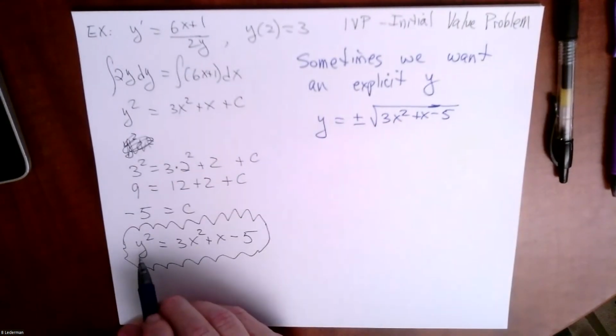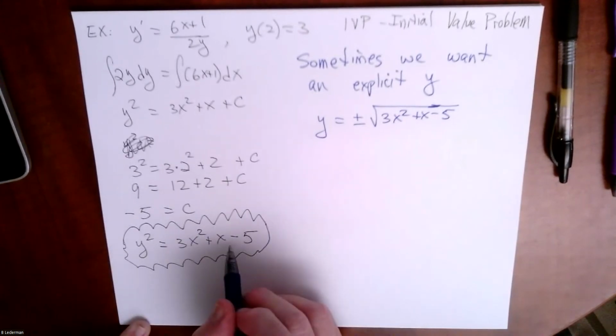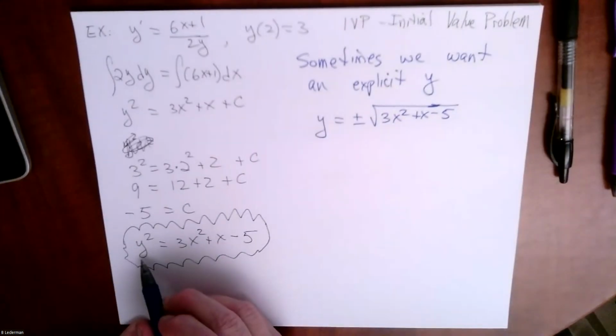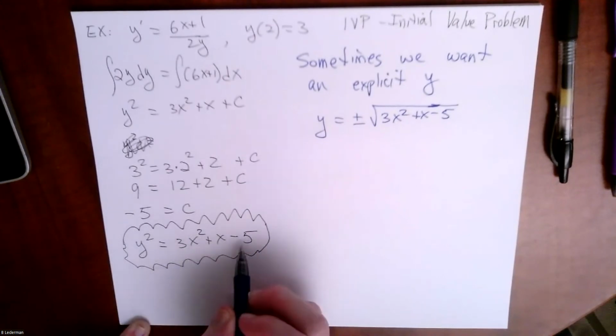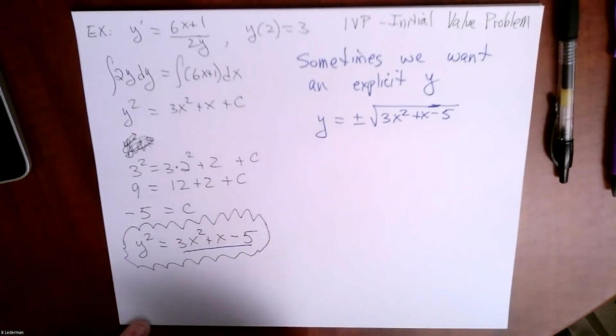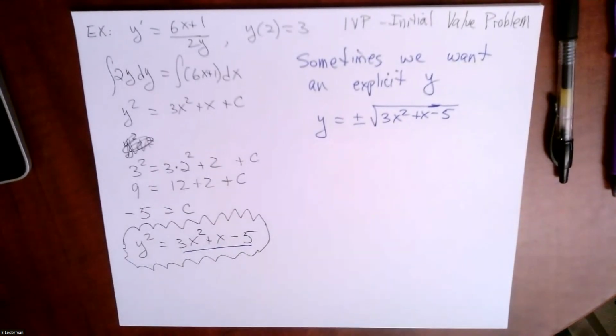y could be the positive square root, and when I square it, I get this guy right here. Or y could be the negative square root, and when I square it, I still get that whole guy right there. So I thought I was making things better. It looks like I'm making things worse. Well, in general, I wouldn't know. It could be the plus, it could be the minus.